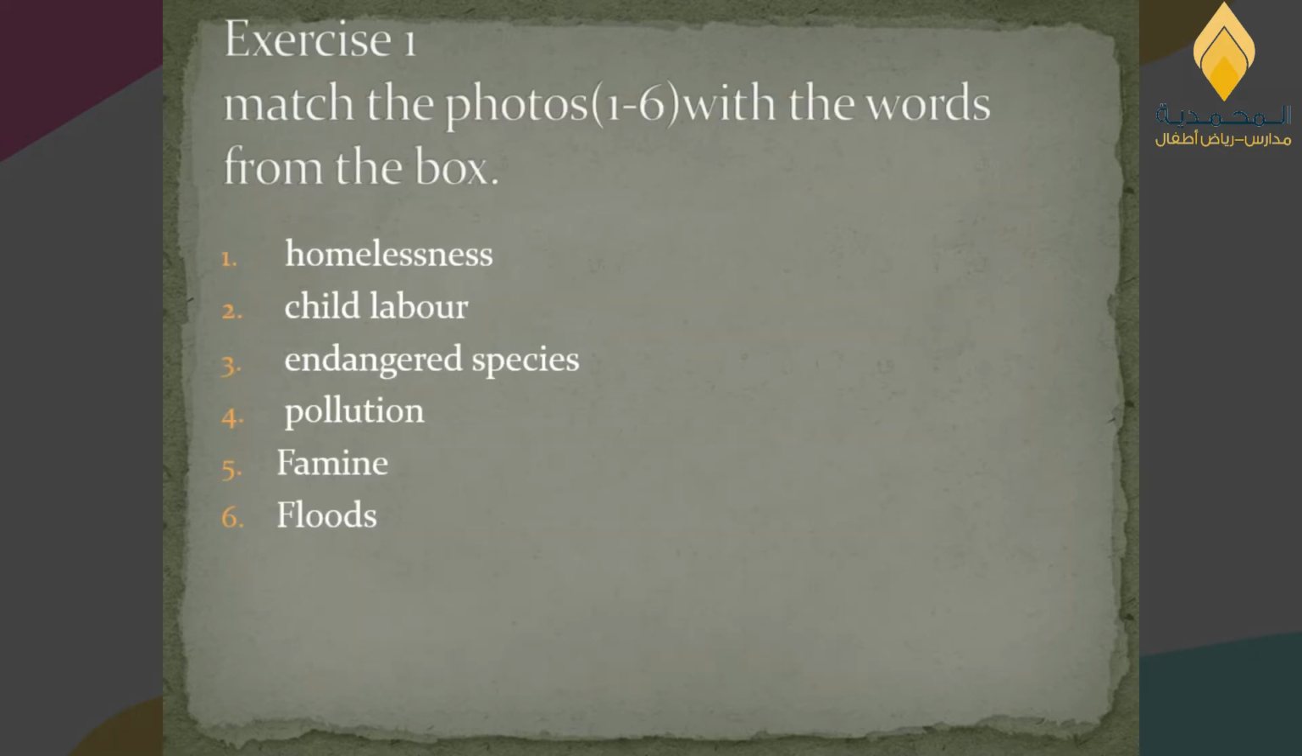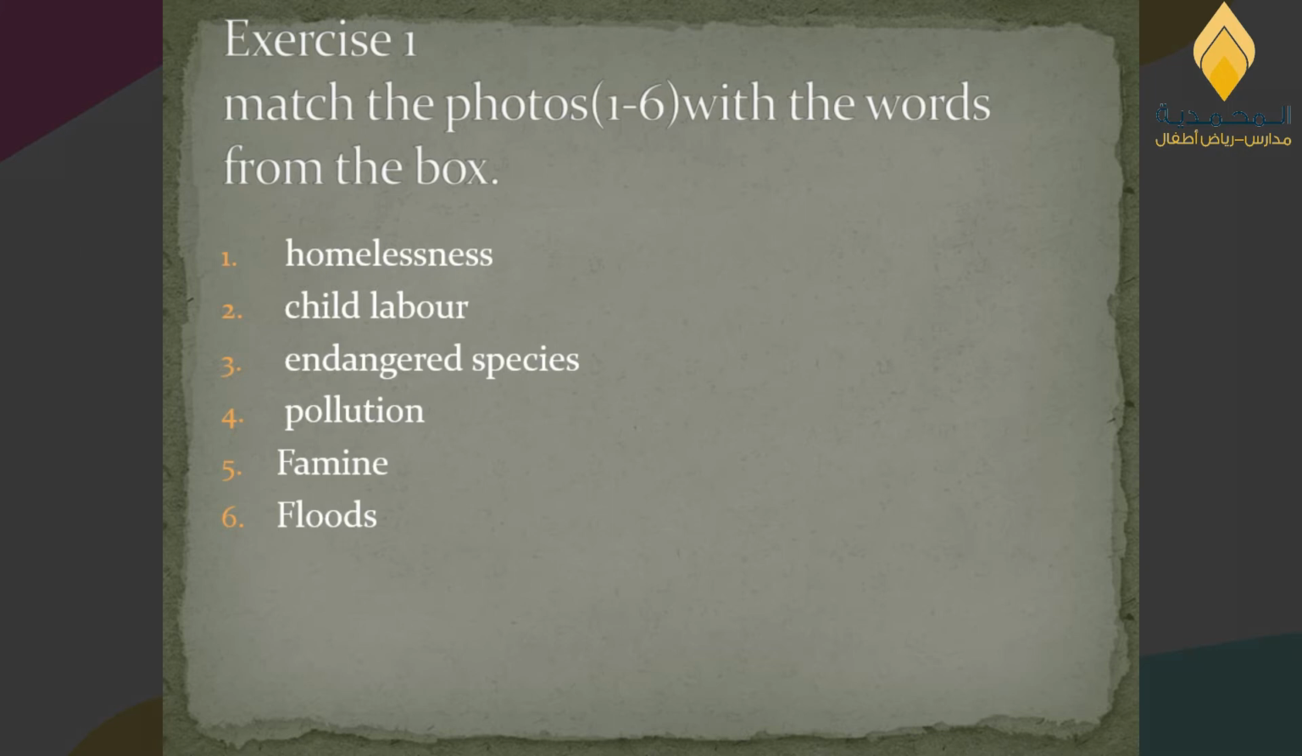After we've been introduced to the definitions of the given words, let's have a quick look at exercise 1. Match the photos from 1 to 6 with the words from the box. Number 1. Homelessness. As you can see, the man is sleeping on the street. He doesn't have anywhere else to go, so that means he doesn't have a home.